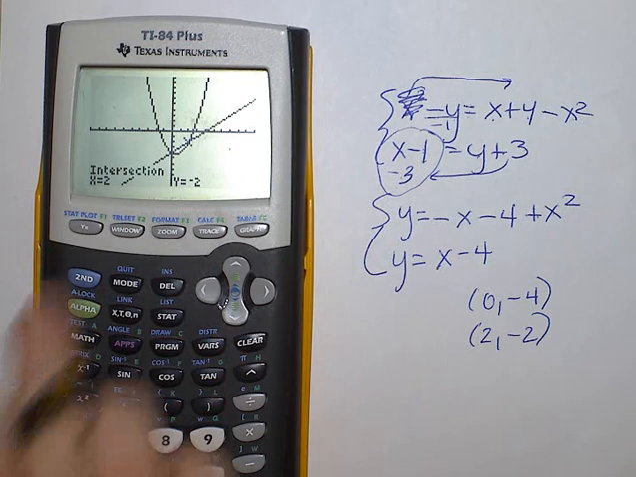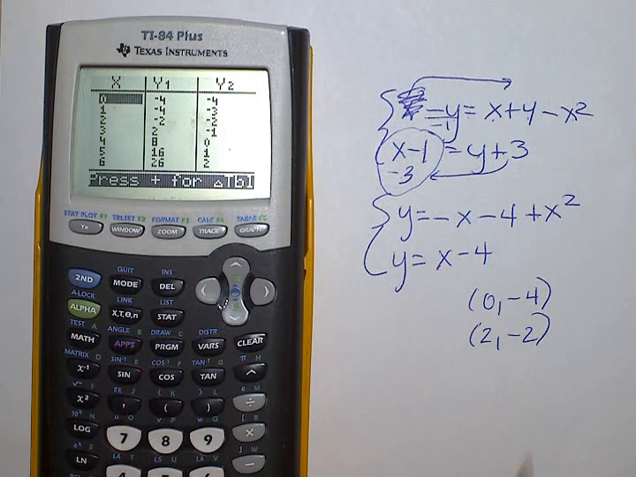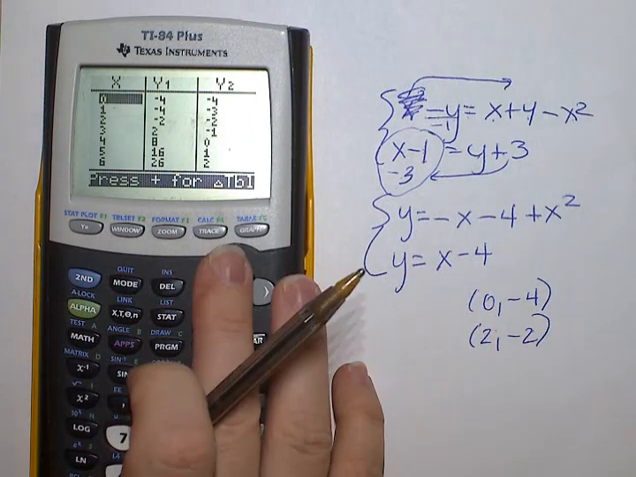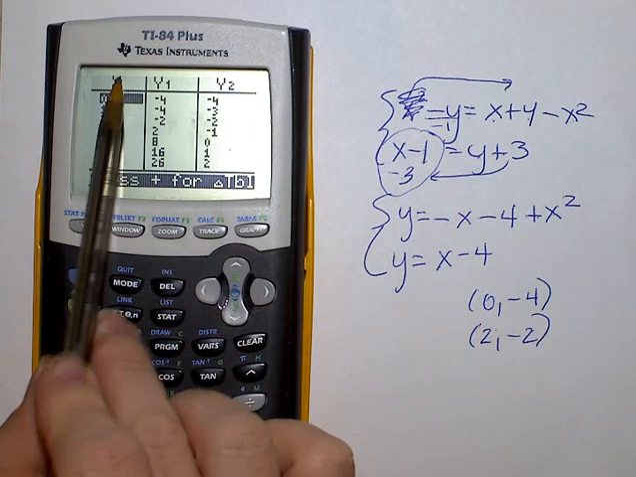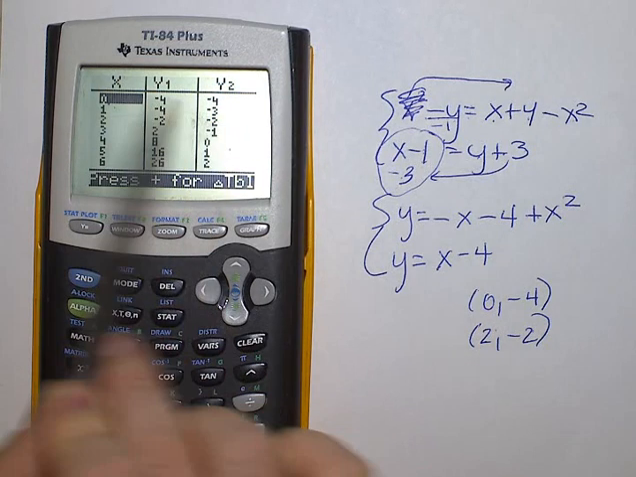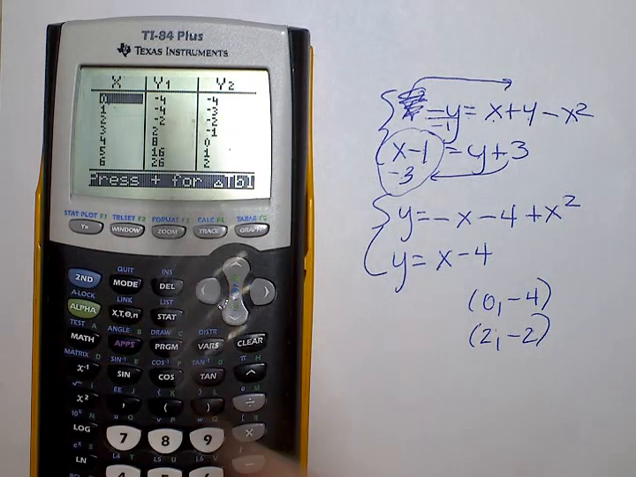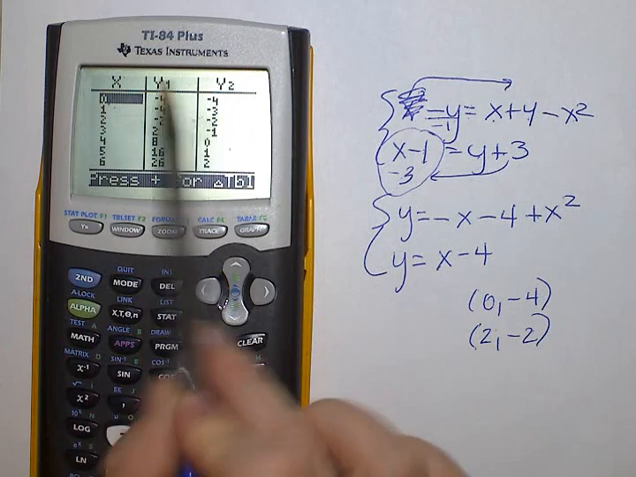Just to show you, like the previous problem, if you did second and graph, because the intersection points occur at pretty integers, which means there's no decimals, if I look up here, I can see when x is 0, both equations have a y value of negative 4, which shows me that's an intersection point. And when x is 2, both equations have y values of negative 2.